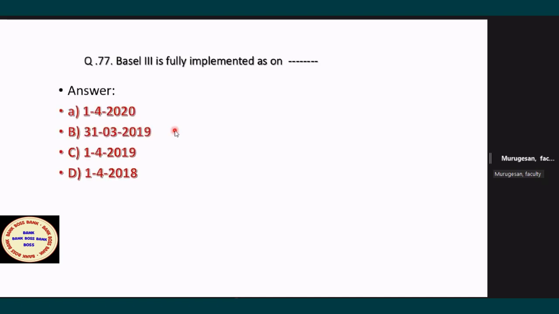Basel 3 is implemented as on what day? 31/3/2019. Option B, sir. Great.